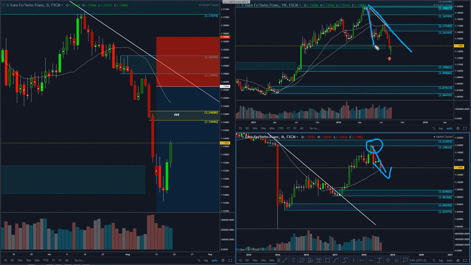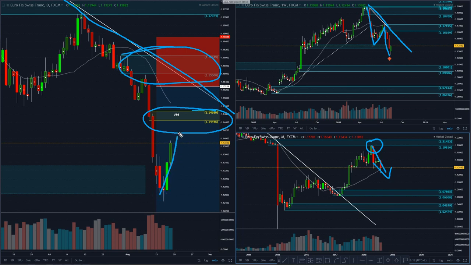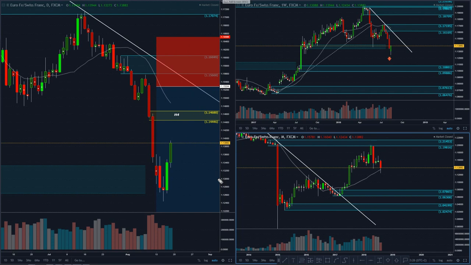We have this nice weekly downtrend, because we have a lower low, and on the daily we have the downtrend as well, and we have two nice potential zones for the trade. Here is the 4 hours zone, and here is the daily zone. If the market price retraces all the way back, I will be very much interested in taking the shorts.